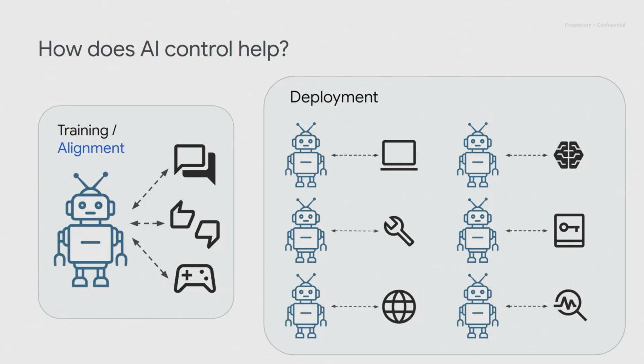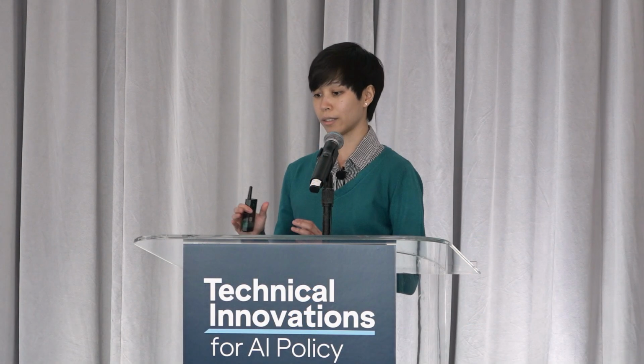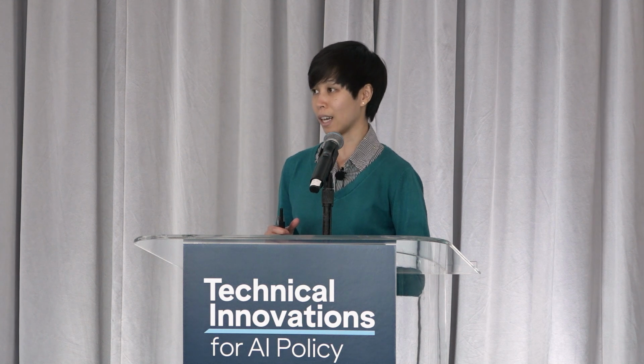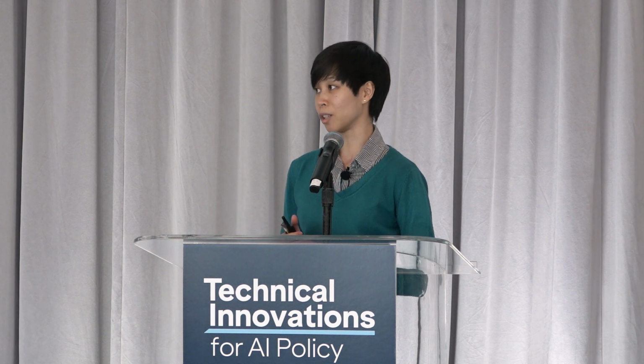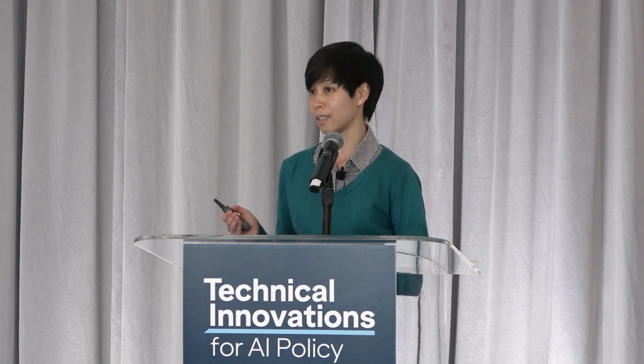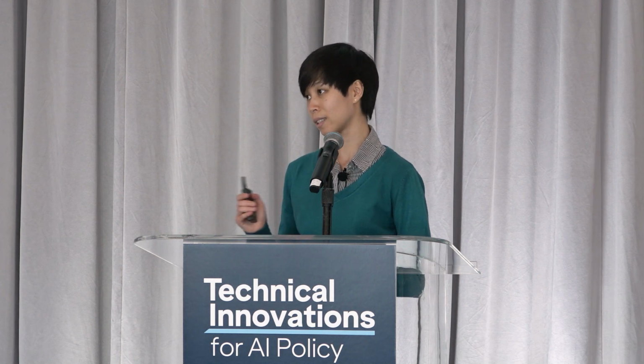So how can AI control help with this situation? We can think of it as there being 2 points of intervention. One is during training and one is during deployment. So in theory, if we aligned our models perfectly during training, there would be no need to do anything at deployment time. But in practice, it's very unlikely that we will have succeeded perfectly during training.